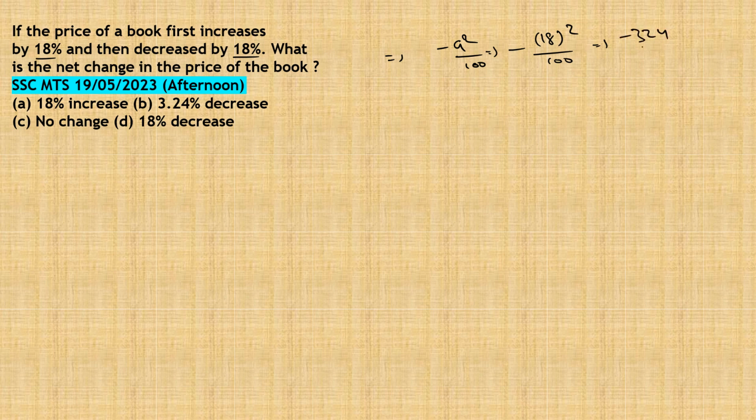minus 324 divided by 100. You get the value of minus 3.24%. That is option number B.